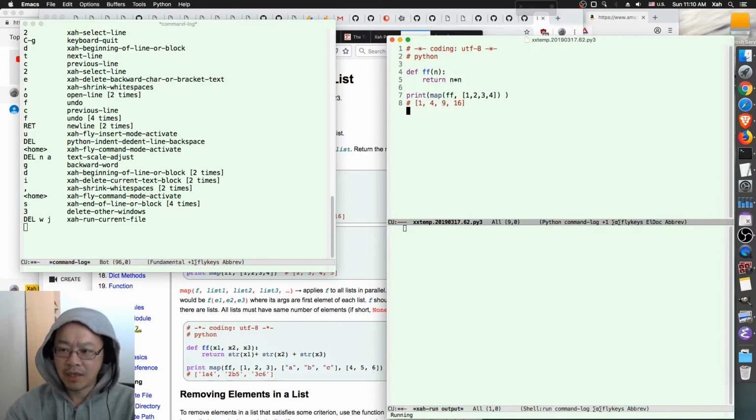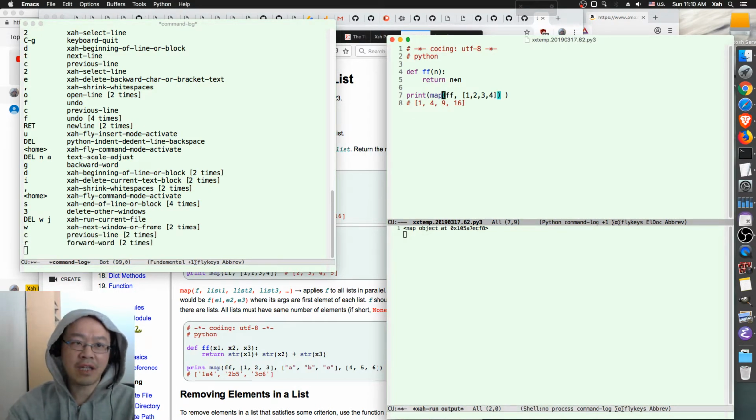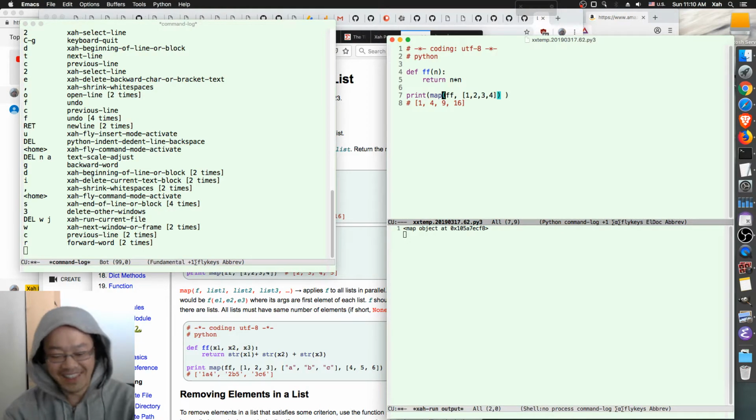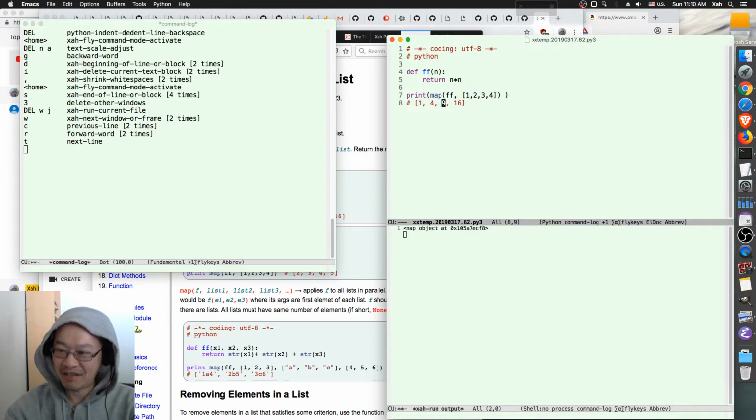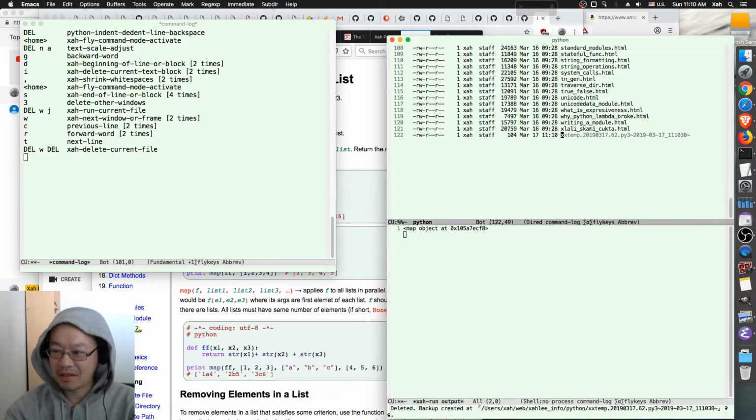But anyway, so you run this, and oh, you see, this is actually Python 3 code, because map doesn't return a list anymore. It returns an abstract blob. I hate that. It's stupid, these Python people.